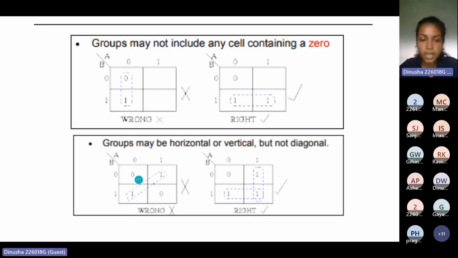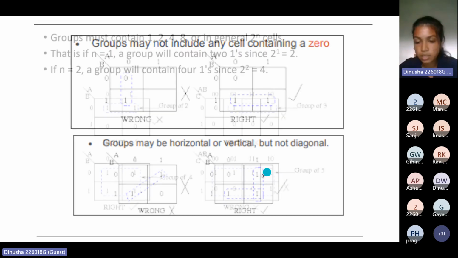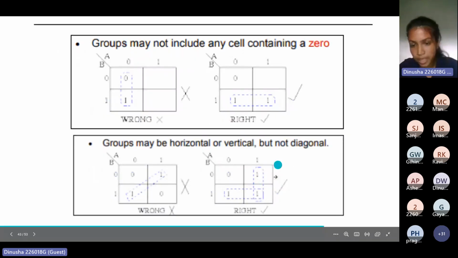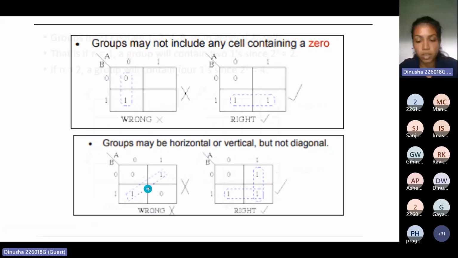The second rule: groups may be horizontal or vertical, but not diagonal. Here this group is vertical and this group is horizontal, so we can group these 3 cells. But these 2 cells are diagonal, so we can't group these two.